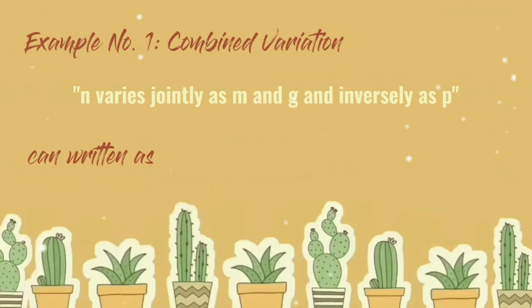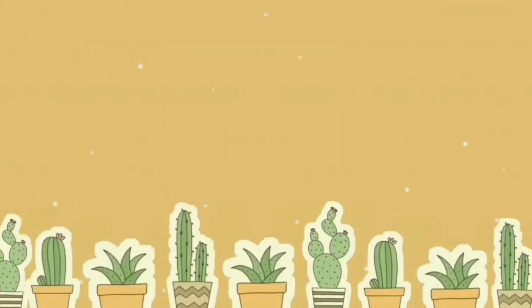Example number 1, combined variation. N varies jointly as M and G and inversely as P. Can be written as N equals kMG over P.